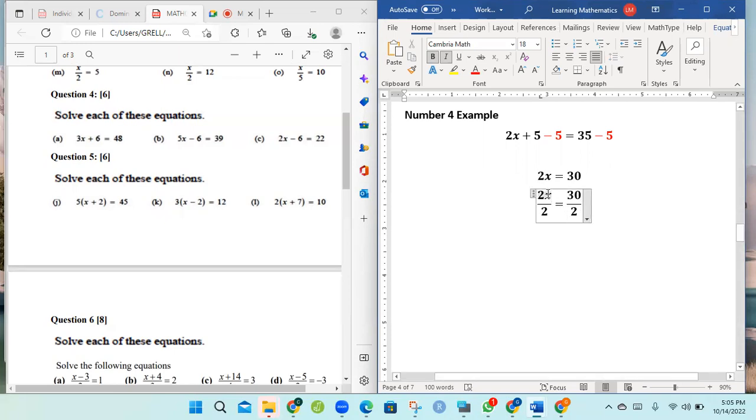So 2 divided by 2 is 1. And 30 divided by 2 is 15. So the answer is 15.